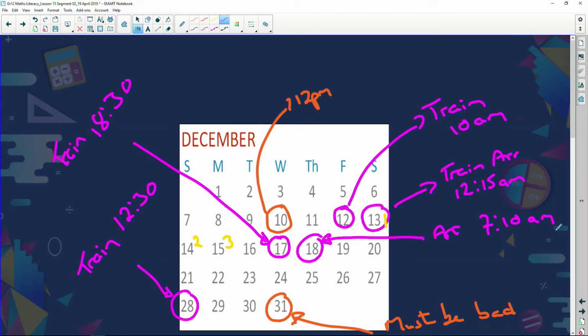Okay, now we need to get a train in Joburg on the 28th to get back to Cape Town. In other words, I've got to be on a train or at Joburg station before 12:30 on a Sunday. So when can I catch a train from Durban to Joburg?